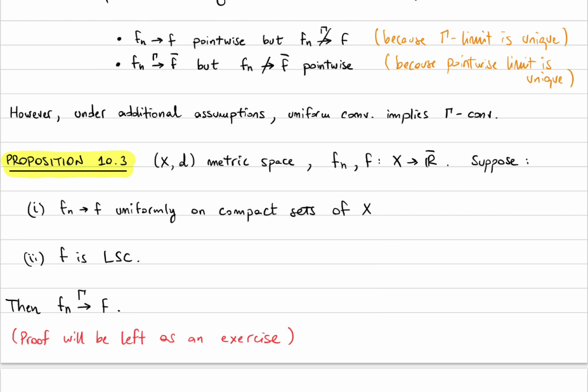So I'm not going to prove this proposition now, rather I will leave it as an exercise. And so just to recap, this is telling you that if you have uniform convergence on compact sets and the candidate gamma limit is lower semi-continuous, then you actually have gamma convergence.